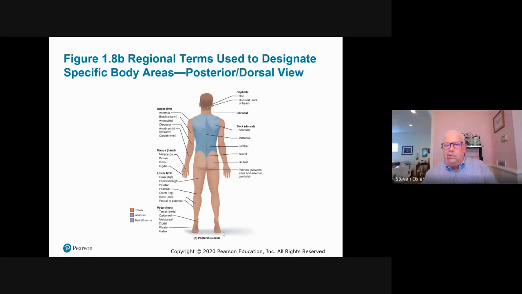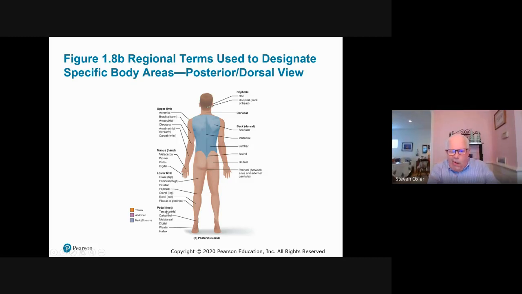The posterior or dorsal view. The only difference in here is that you see now the olecranon. The olecranon is the back of the elbow. Remember, the front of the elbow is the antecubital area, and the back of the elbow is the olecranon. That's the only thing that's changed in the upper limb. The hand is the same. There's no difference in the hand. The lower limb is the same. There's no difference in the lower limb.